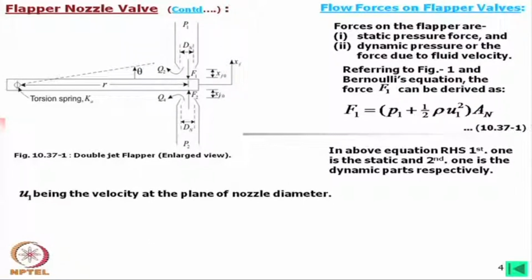That means, this oil is going like that, coming like this and then going in these directions. Now, we should measure the velocity along this perpendicular direction, and at the vicinity of the surface of the flapper, that velocity is called U1.